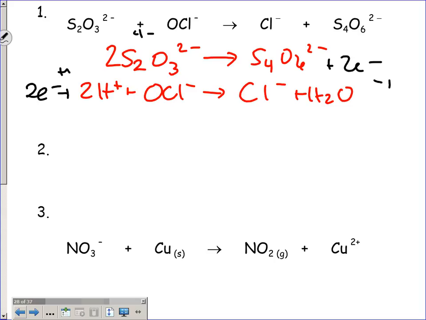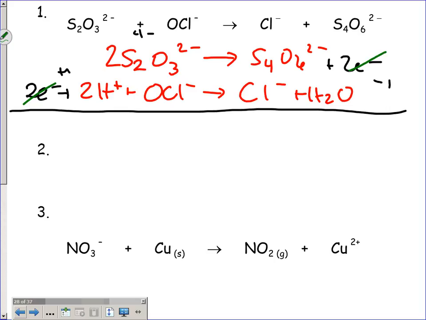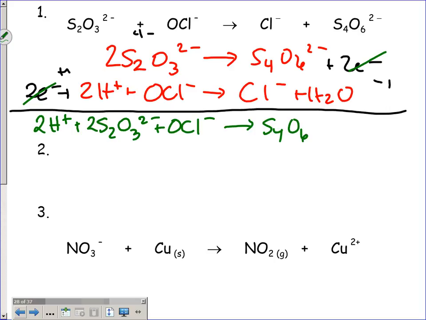So sum and simplify. Okay, so I'm going to put a line here, sum these. What can you already tell is going to cancel out? And they should, right? If they don't, you got a problem. These electrons, 2 and 2, should cancel themselves out. And otherwise, everything else stays. 2 H pluses plus 2 thiosulfates, include your ions and everything. Hypochlorite yields peroxydisulfate, chlorine, and water. And that, guys, is balancing an acid.